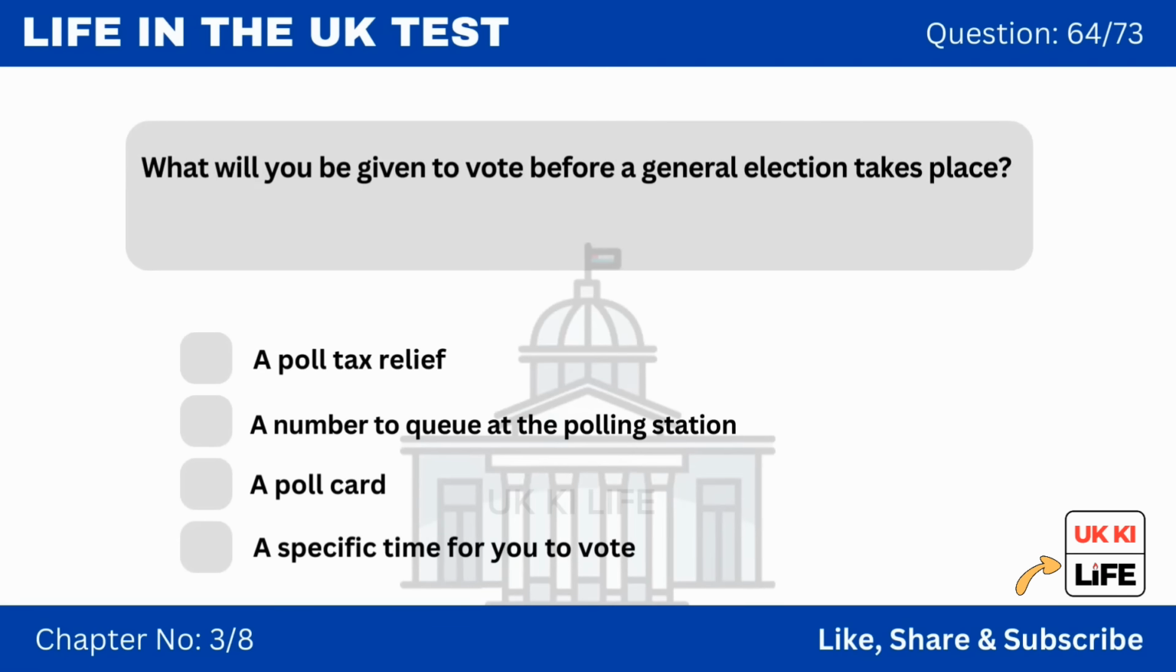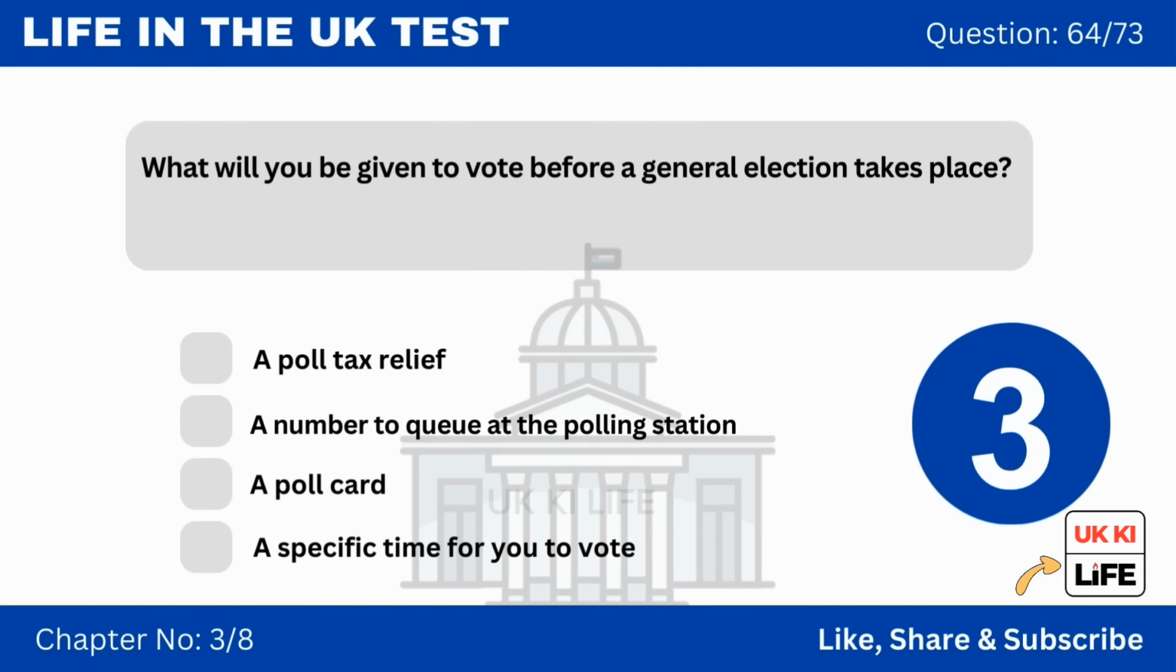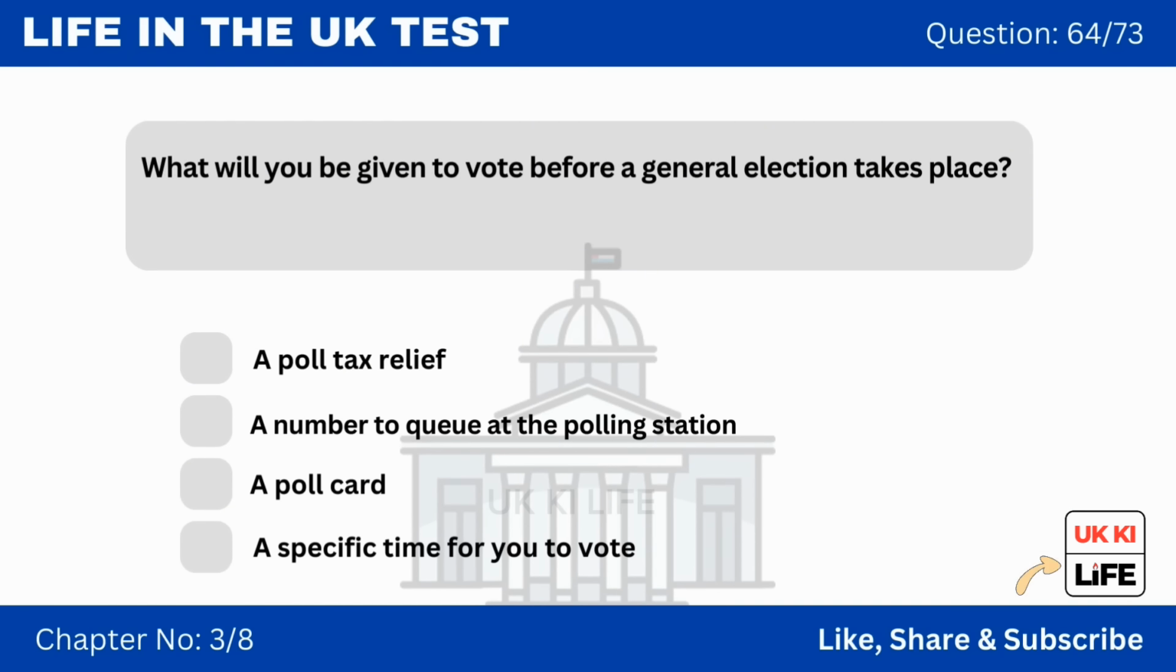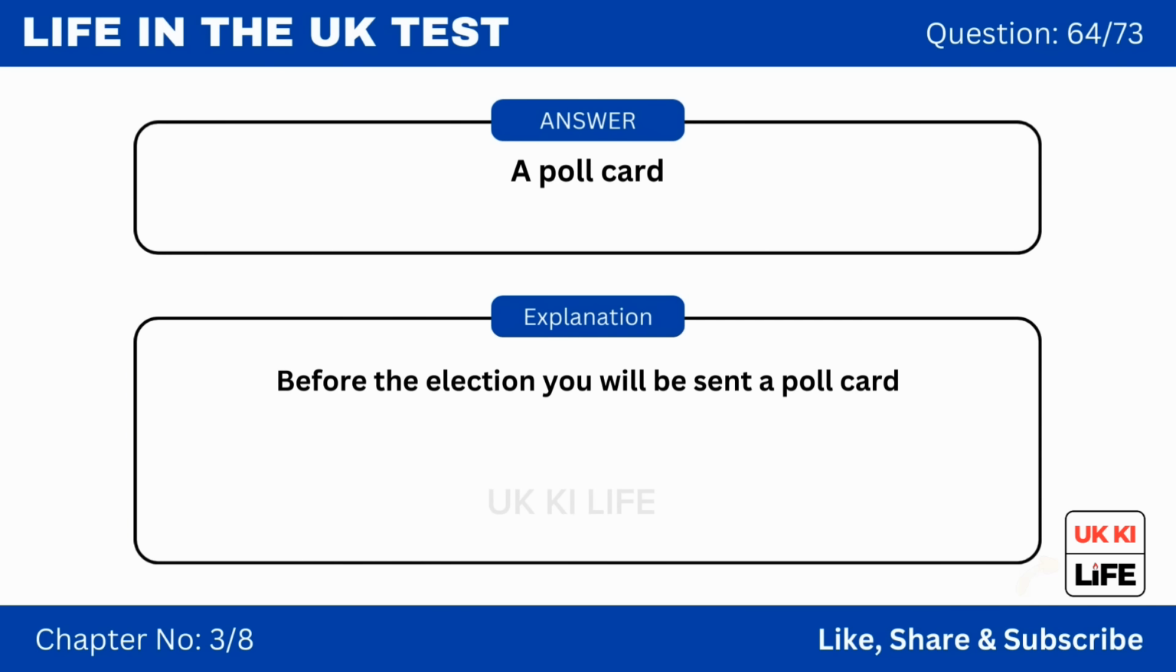Question 64. What will you be given to vote before a general election takes place? A poll tax relief, a number to queue at the polling station, a poll card, a specific time for you to vote. The correct option is C. Explanation. Before the election you will be sent a poll card.